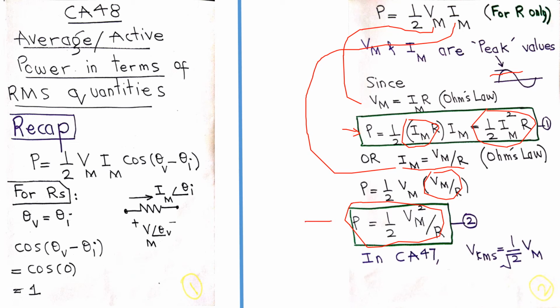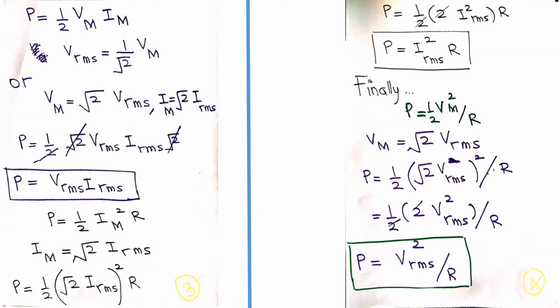So we have these three expressions for power when we are computing it across a resistor: expression number 1, expression number 2, and expression number 3. The answer in all these cases is the same, right? Let's compute these three expressions in terms of RMS quantities. RMS quantities were studied by us in our last lecture.